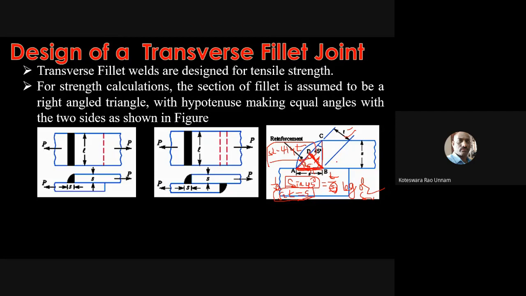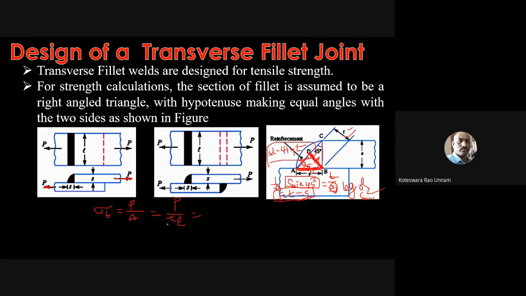Right, now if I want to estimate, suppose the joint is subjected to a single transverse fillet weld, which is subjected to a tensile load like this, then the induced tensile stress, sigma D, is nothing but load by area. Here we need to consider the minimum area, so the area is T into L. So it is P by T into L.